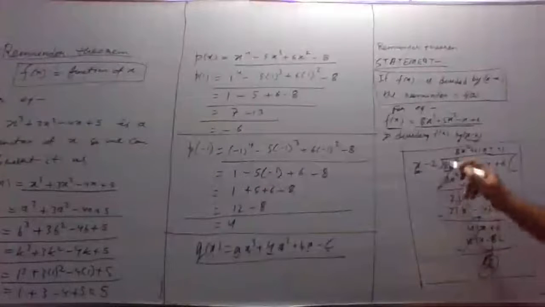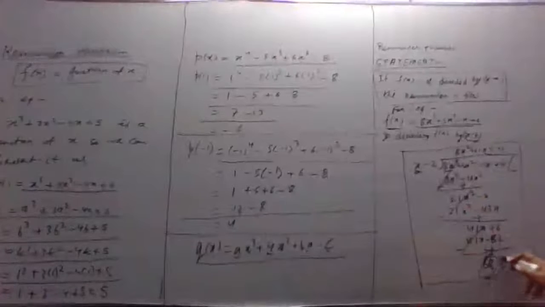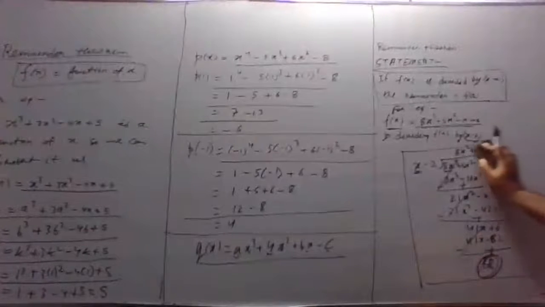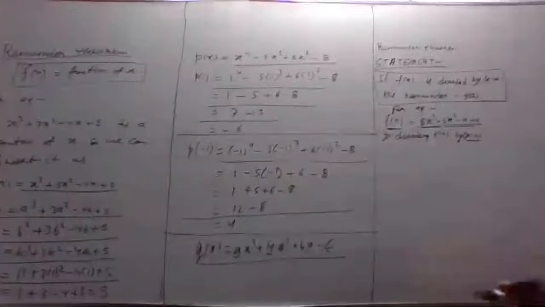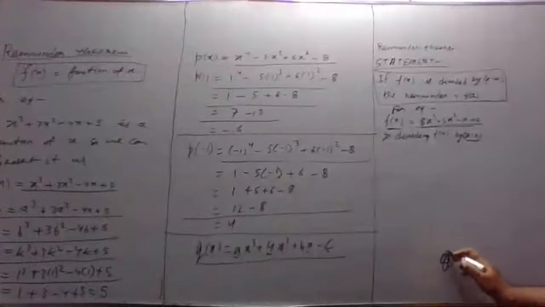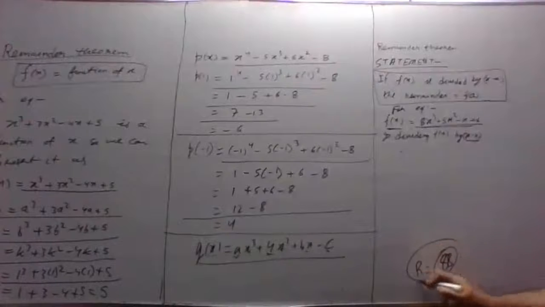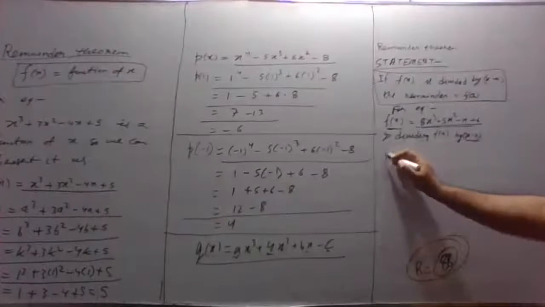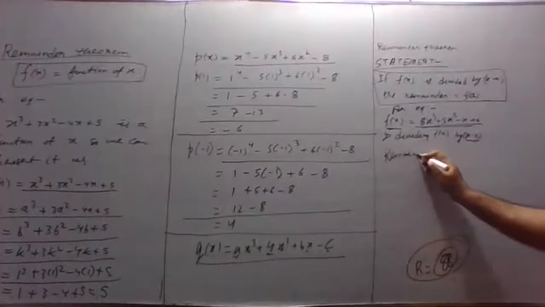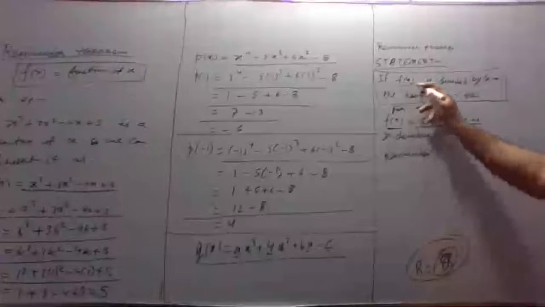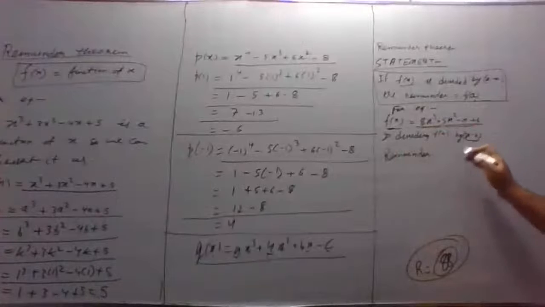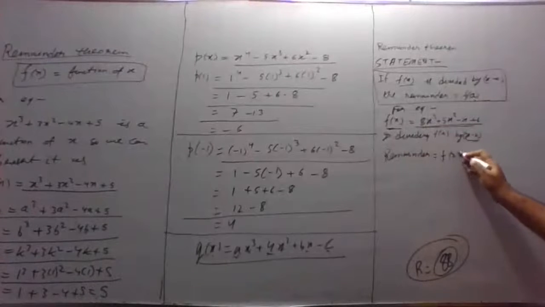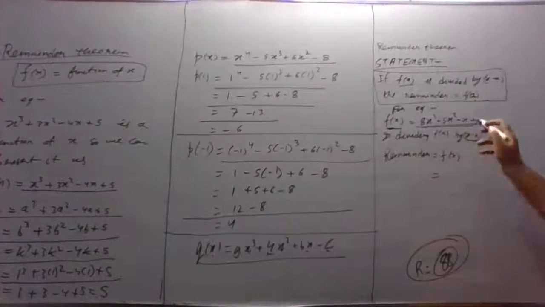But using remainder theorem, we do not have to do this. As we have observed that remainder is 88, we can find it without dividing. Using remainder theorem, we can find this remainder. I have told you the theorem. If f(x) is divided by x minus a, the remainder is f(a). So if f(x) is divided by x minus 2, the remainder is f(2). That is, in place of x we substitute 2.